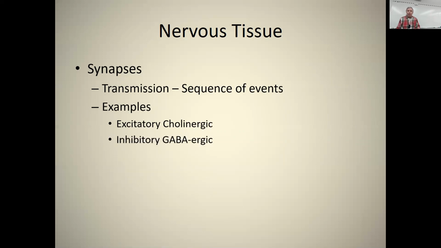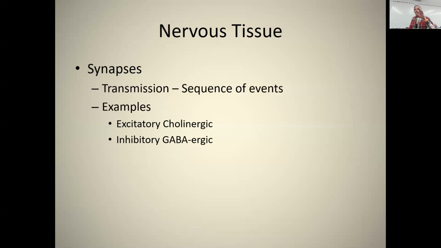Then we're going to look at inhibitory GABAergic. GABA is gamma aminobutyric acid. It's an amino acid. And here's one of the unusual amino acids. We usually think of amino acids as making up proteins. There's 20 amino acids that make up all proteins. This is not one of them. This is an amino acid that you don't find in any protein anywhere. It is a neurotransmitter. And it's usually inhibitory.